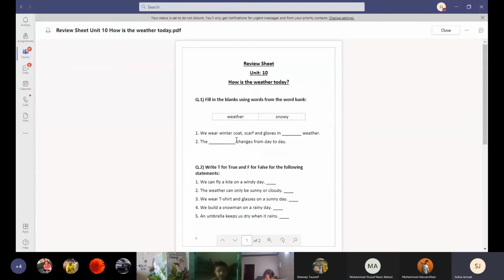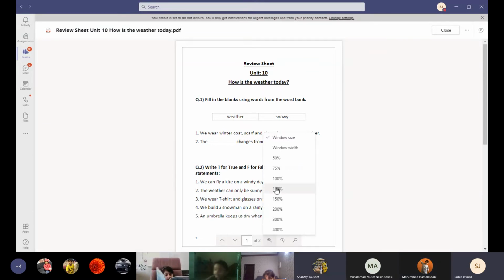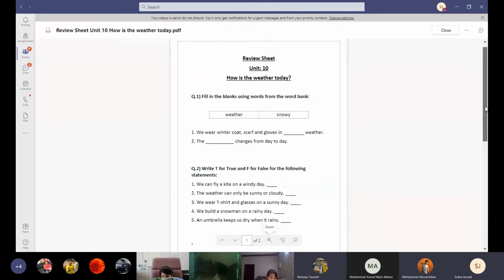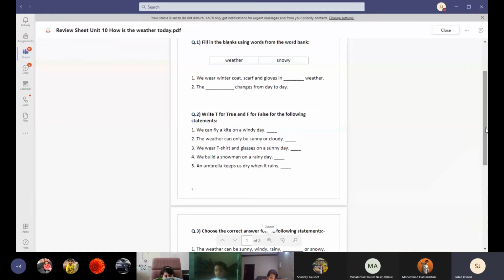So, fill in the blanks. We wear winter coat, scarf, and gloves in dash weather. In which weather do we wear these things? The dash changes from day to day. What changes day to day? The weather. Okay.